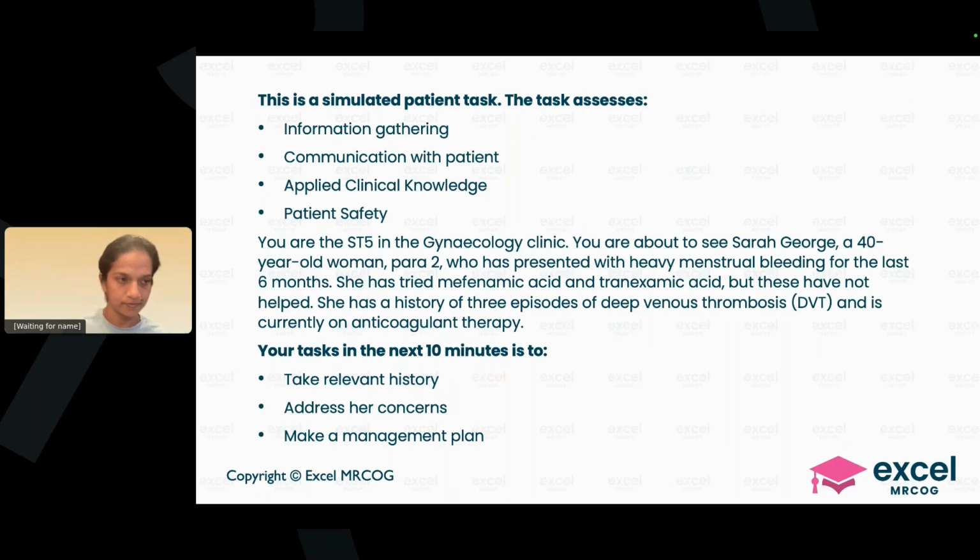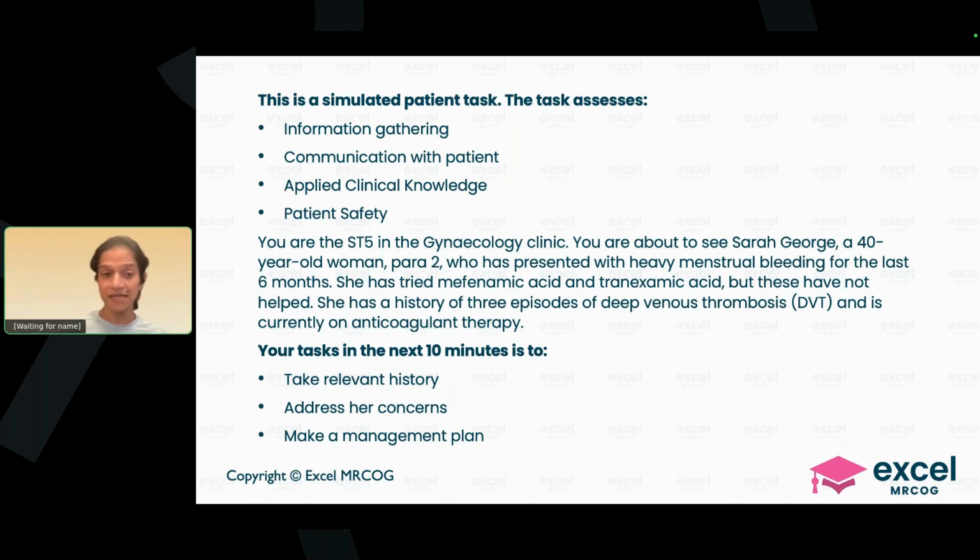In the case of anovulatory cycles, you can rule out PCOS and all the other risk factors, like raised BMI. So we can go ahead with taking an endometrial biopsy. Exactly, exactly. That is very important. We often miss taking endometrial biopsy.